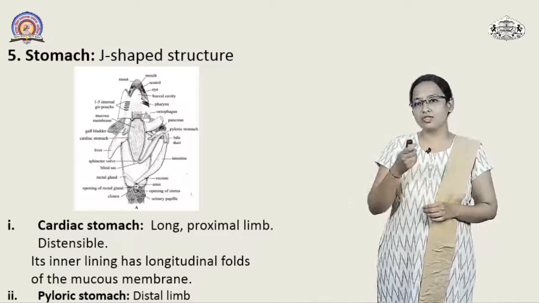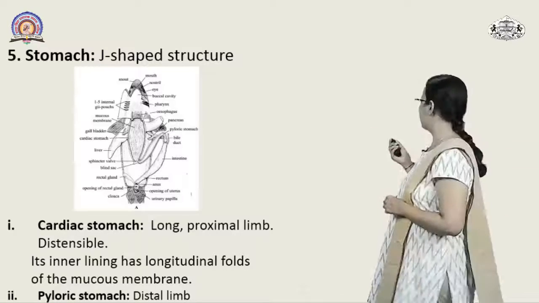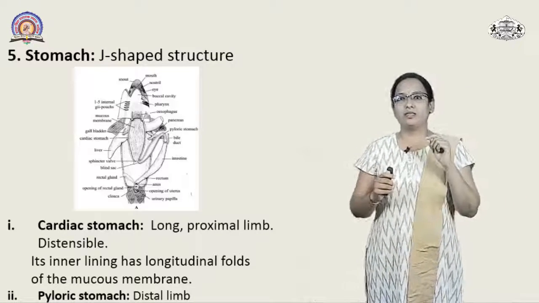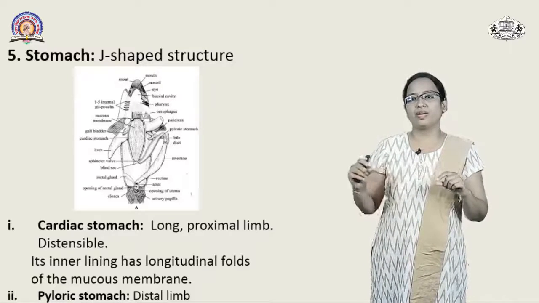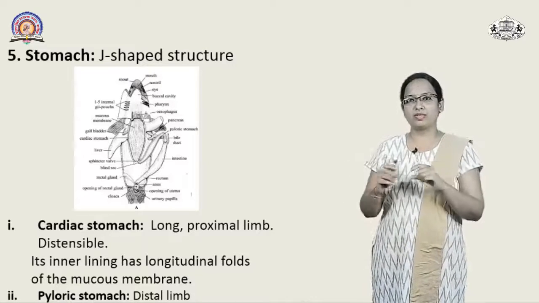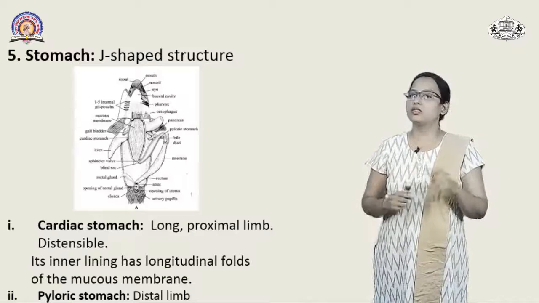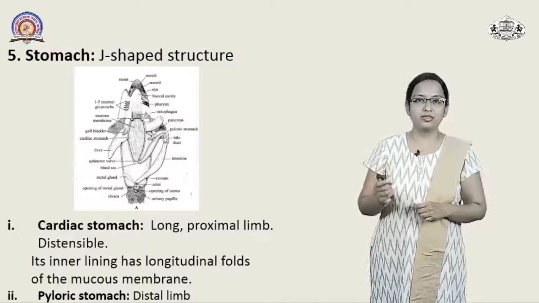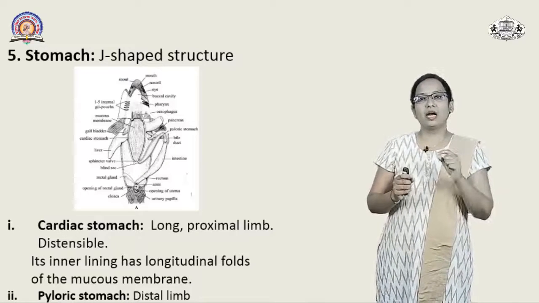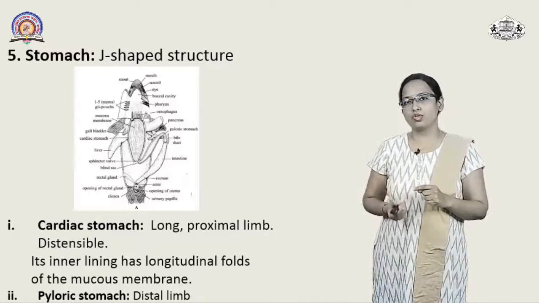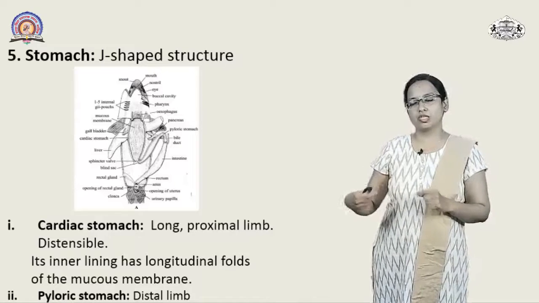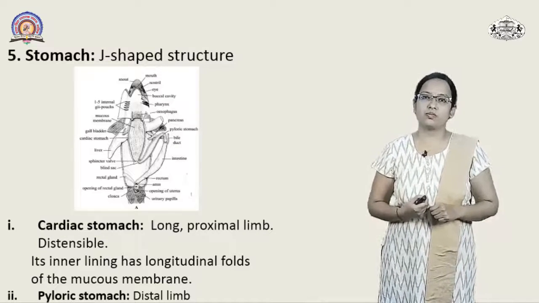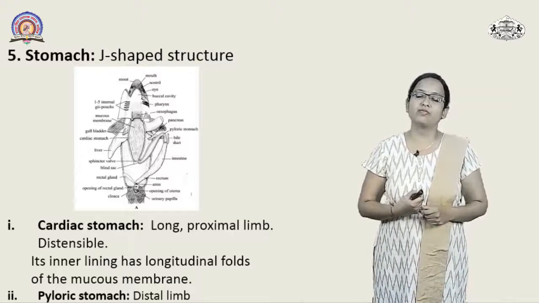Now this cardiac stomach is going to open into the next portion, which will be called the pyloric stomach. If you see both the stomachs over here, you will find that the pyloric stomach is a very narrow tube. It is small but narrow, and this stomach does not have any longitudinal folds present in it. Circular folds will be present at the very posterior part of the pyloric stomach.